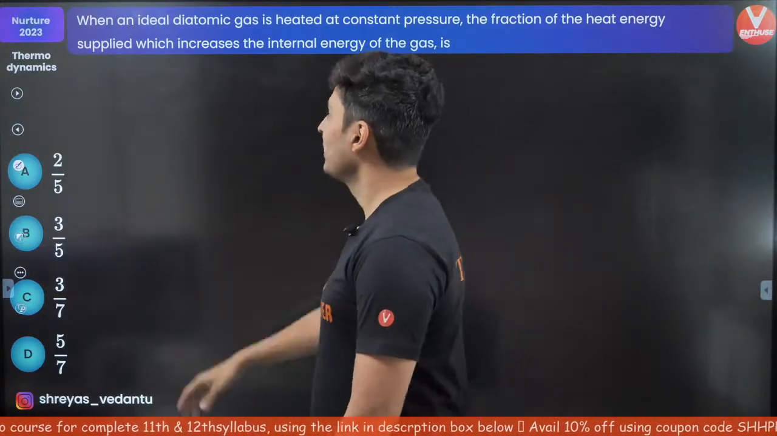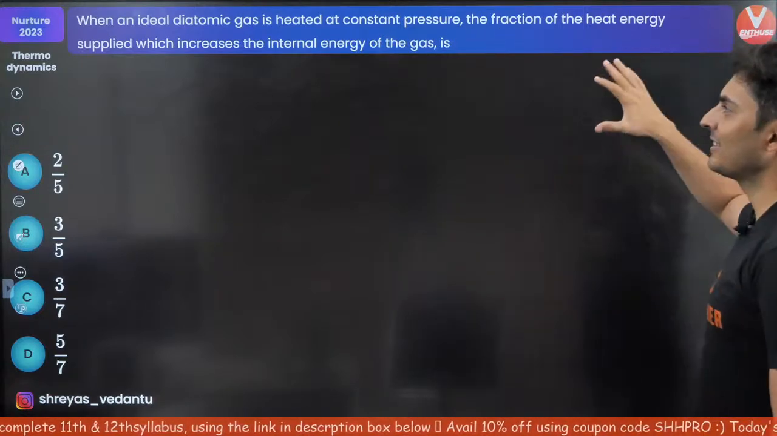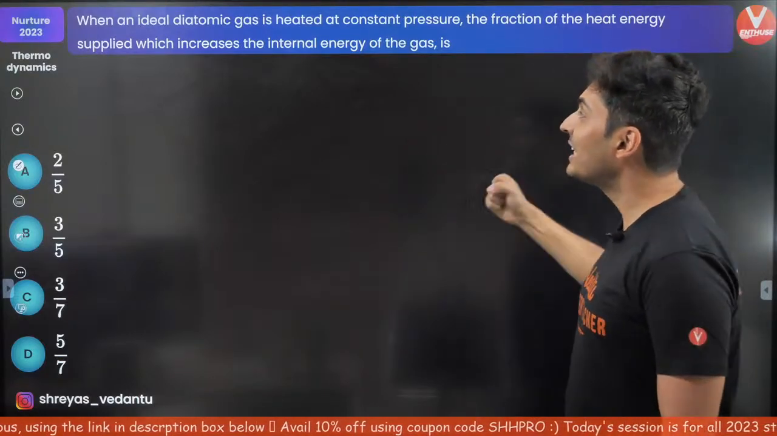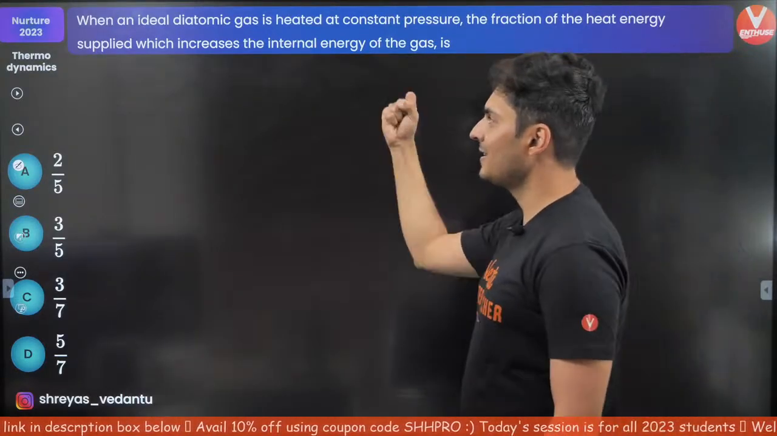Alright. So, when an ideal diatomic gas is heated at constant pressure, the fraction of the heat energy supplied which increases the internal energy of the gas is how much?